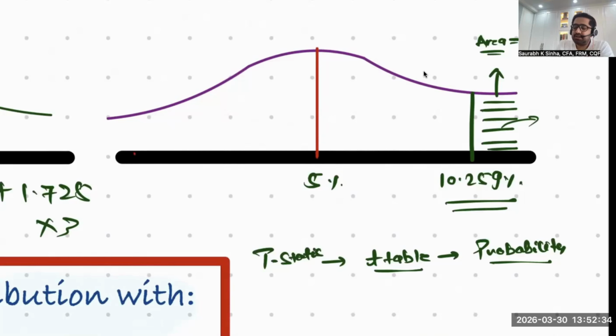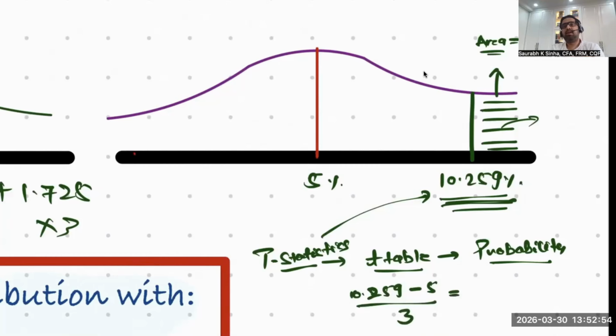What is T-statistics? T-statistics is how many standard deviations you are away from the mean. So 10.259 is how many standard deviations away from the mean? It is 5.259 away from the mean, but in terms of standard deviation: 10.259 minus 5 upon 3, which is again x minus mu upon sigma, will give you the value of 1.753. This is your t statistics, how many standard deviations you are away from the mean.